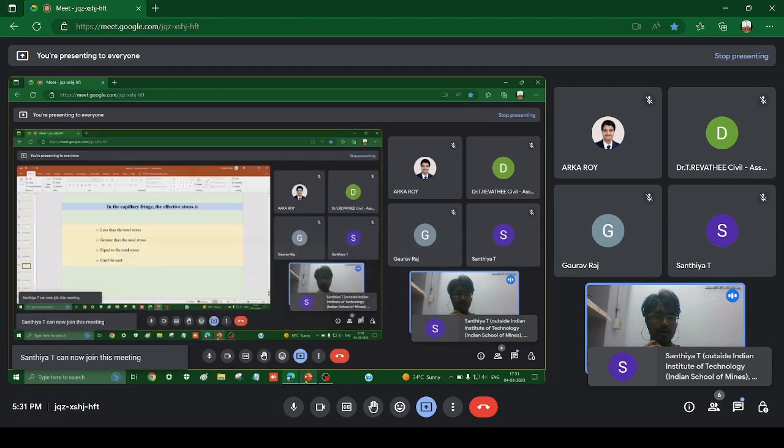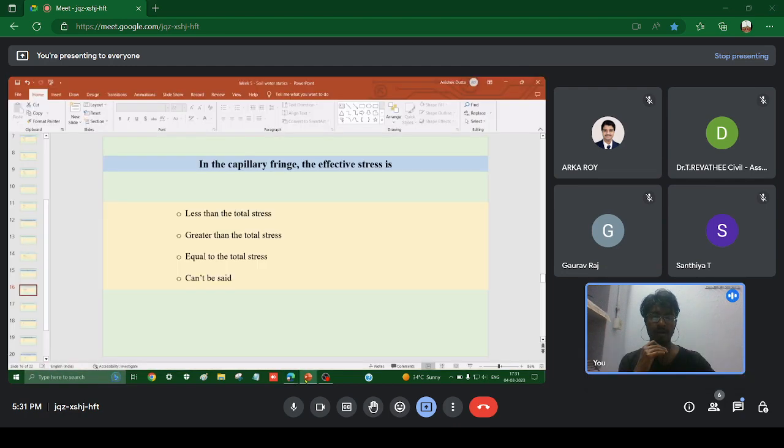Someone has joined right now. Please write in the current question. I'll give you time to solve the answers and you can revise. You can write down the answers when we start discussing. Okay. So the question was, in the capillary fringe, the effective stress is less than the total stress, greater than the total stress, equal to total stress, or it can't be said. Okay. Next question.